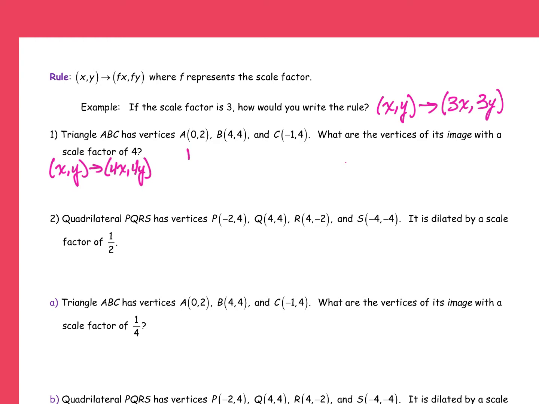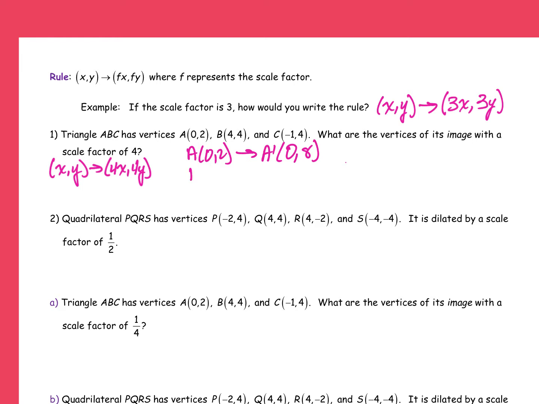So I know A is (0, 2), right? So what's A prime going to become? So I'm just going to multiply by, really easy, right? I'm going to multiply by 4. So what's 0 times 4? 0. And what's 2 times 4? 8. And there's my new point. Done. Right? So now I'm going to do that to B and C.